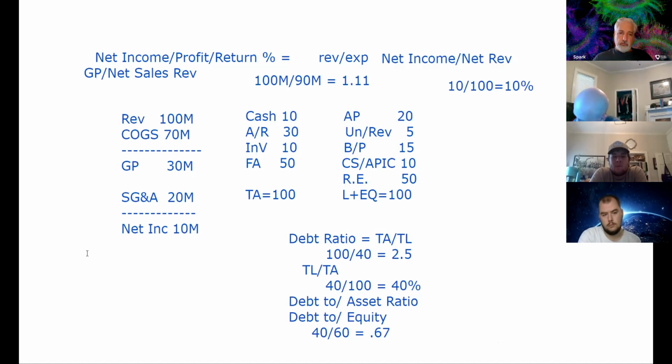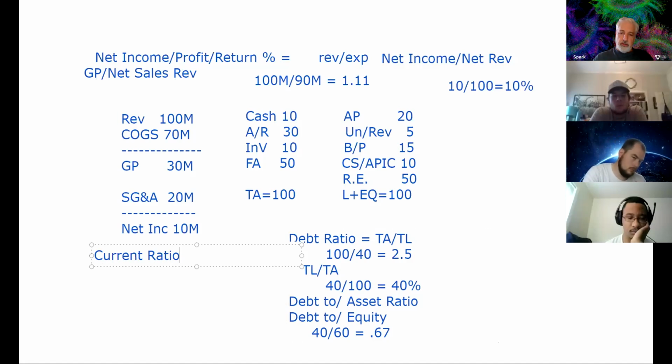Now let's look at a current ratio. What goes into a current ratio? Two things. Anybody? Current assets in the numerator and current liabilities in the denominator. We got a winner. Okay, so let's see how that works out. Current ratio, what do I have for current assets? What's my total current assets in this balance sheet?